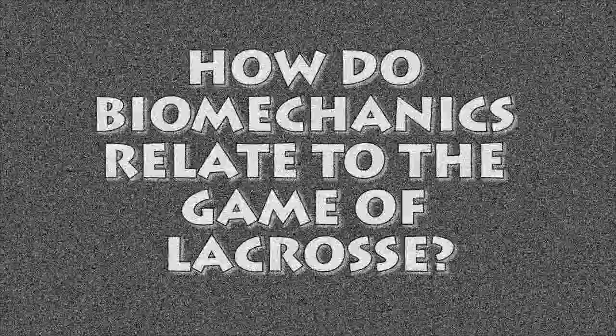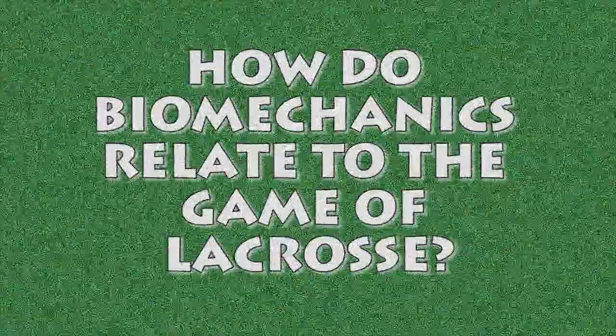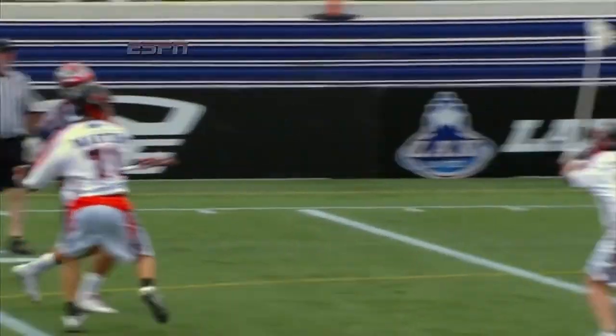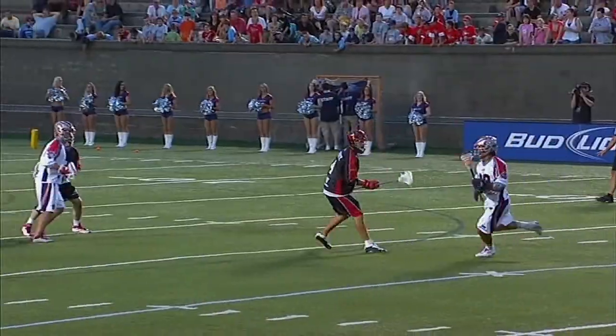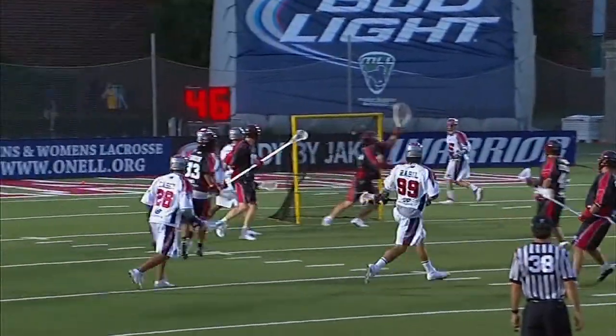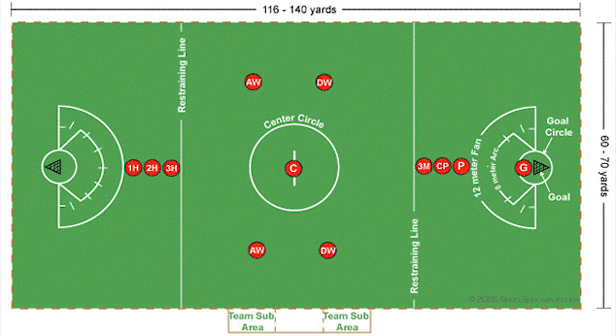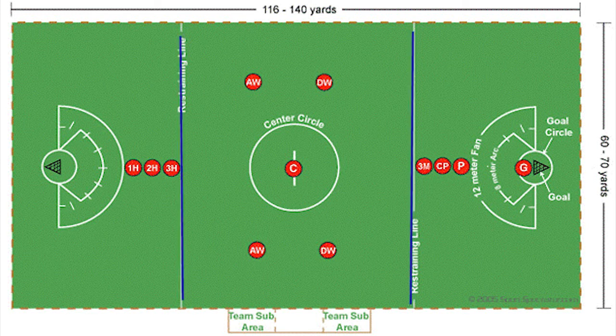How do biomechanics relate to the game of lacrosse? In the game of lacrosse, there are a few basic rules. A stick is used to move the ball through the air. There can only be 12 people on the field at once. There are restraining lines on each side of the field, and whatever position you are playing, you cannot cross the line that is furthest from you, unless you are the midfielder.